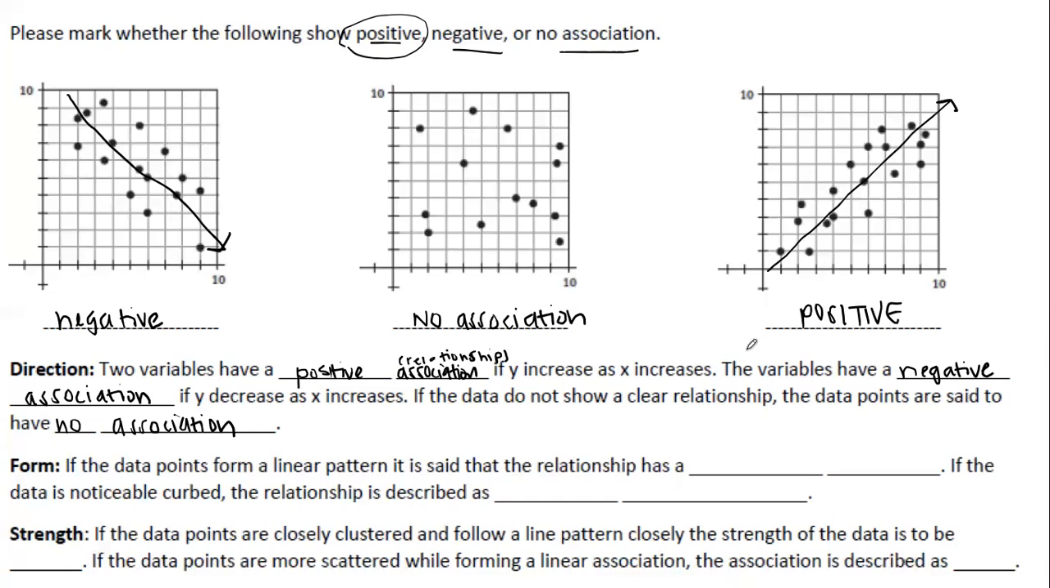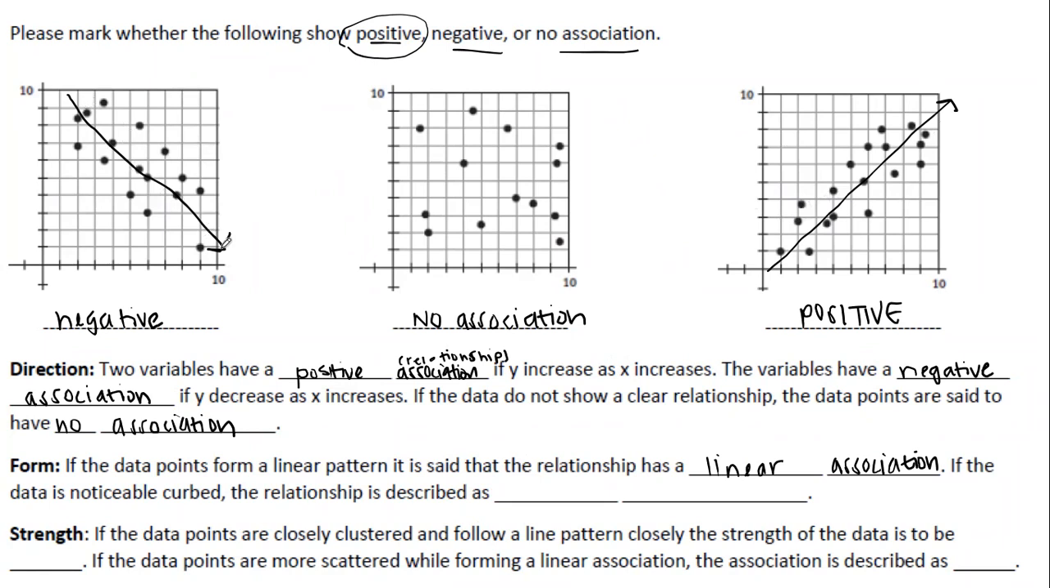All right, so let's talk about form. This is where you're going to be asked on the STAR test. You're going to be asked about direction and the form. If the data points form a linear pattern, it's said to have a linear relationship or linear association. So these graphs on the top here, the left one and the last one, these have a linear association.